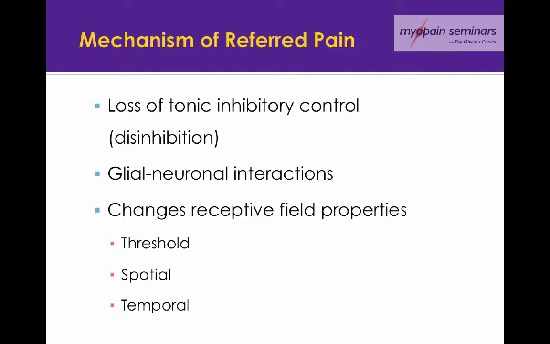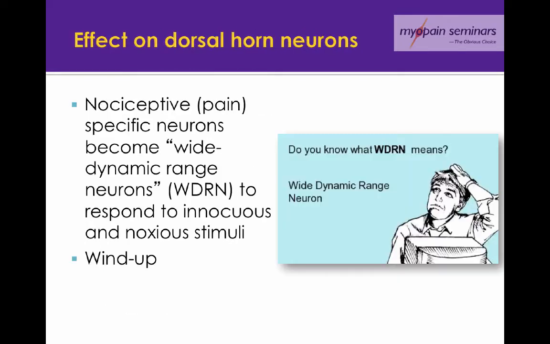In addition, there is a loss of tonic inhibitory control known as disinhibition. And something we haven't talked about yet are glial neuronal interactions. You have learned by now that the changes in the receptor field properties have a threshold component, a spatial component, and a temporal component. The sensitized neuron, which may have had a high threshold to mechanical stimulation, now responds to low-intensity mechanical stimulation as well. Neurons that once only responded to noxious stimuli now respond to innocuous stimuli, and by doing so they become so-called wide dynamic range neurons.